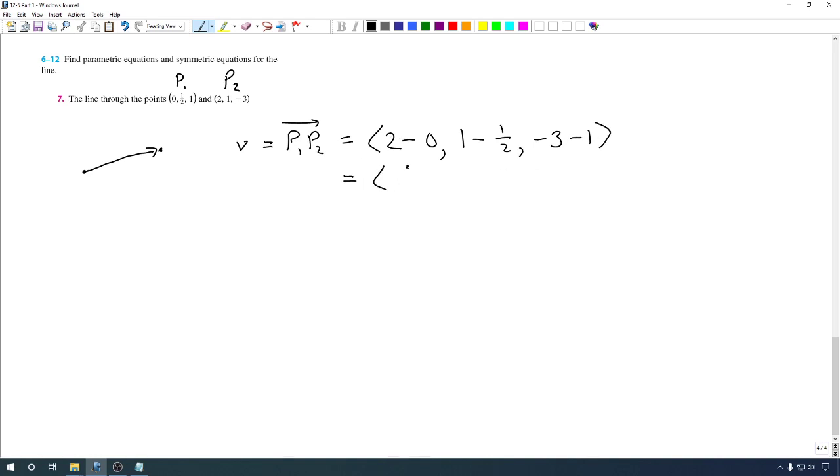Or ultimately, what we have? We have 2, we have 1/2, and we have a negative 4. That is a vector along the line. It's not the only vector. Obviously, we could have any multiple of this vector that would still work, and we could form our parametric equations using any of those vectors if we want to. And we can also pick whatever point we want. I'm going to go ahead and pick P1 as my point, and then I'm just going to use those.